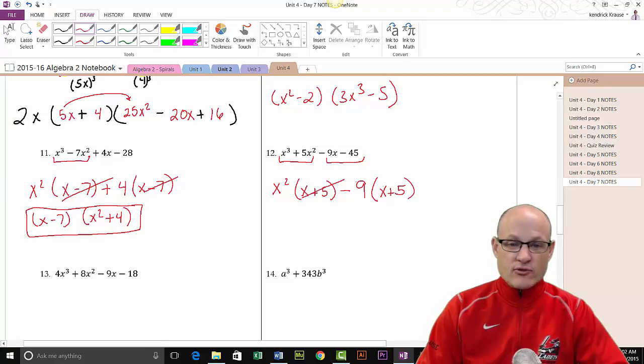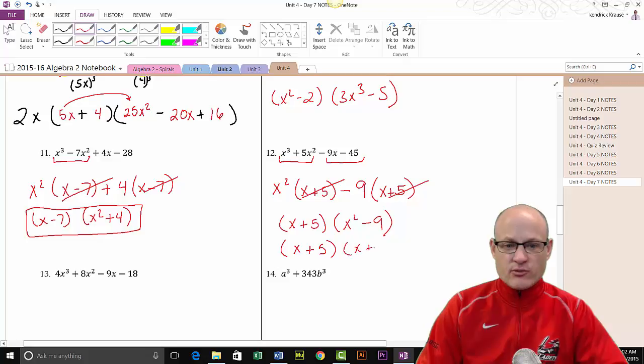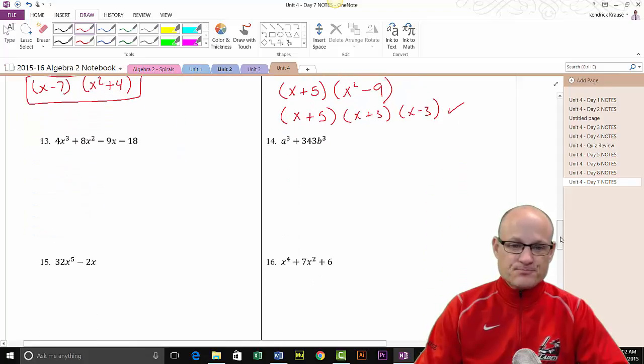So the first thing I'm going to do is take out this GCF, which is x plus 5, and I'm left with x squared minus 9. Now, eventually you're going to get good enough and say, oh, that's x squared minus 9, that's x plus 3, x minus 3. But for now, we're just going to do it this way. X plus 3, x minus 3. And there it is, finally factored. Keep going.